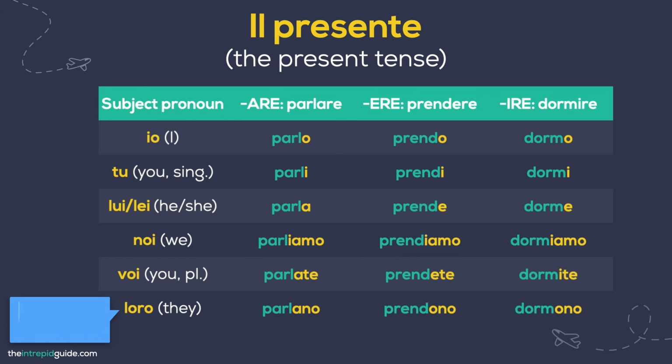And finally, loro always ends in NO. We just swap the vowel. We use ano for ARE verbs, so we get parlano, and ono for ERE and IRE verbs. And we get prendono and dormono.